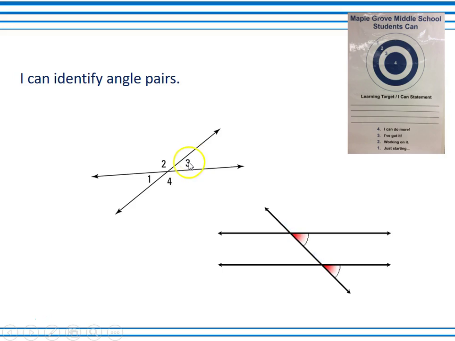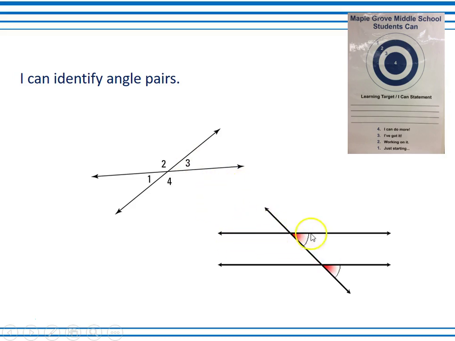There also is a relationship between the adjacent angles. For example, angle 3 and angle 2 are related, angle 2 and angle 1 are related, angle 1 and angle 4 are related, and angle 4 and angle 3 are related. So we're going to review some vocabulary with angles.